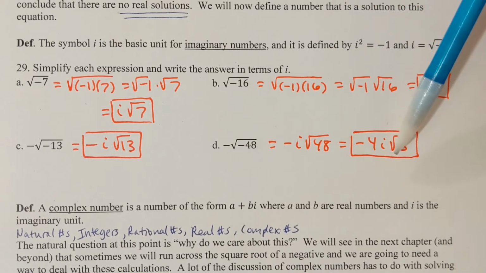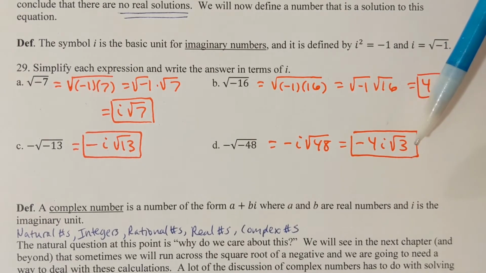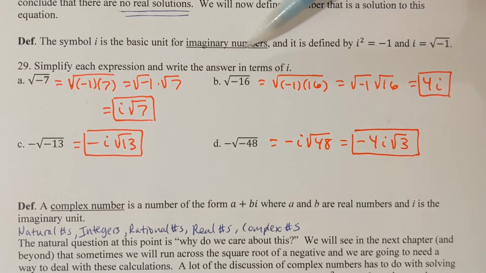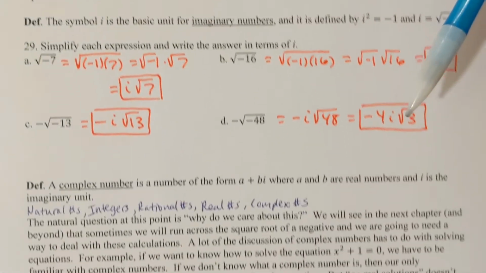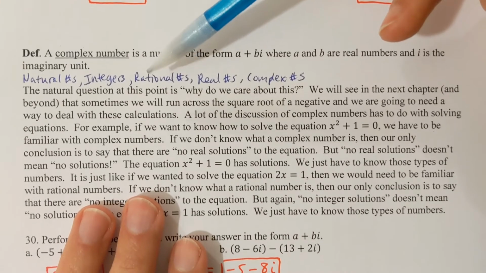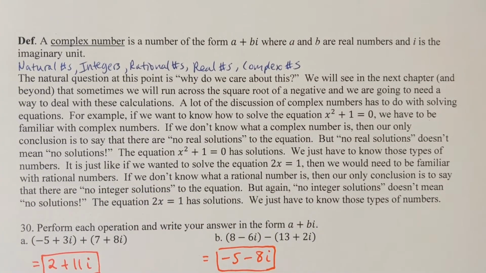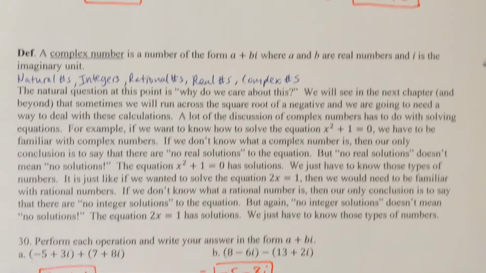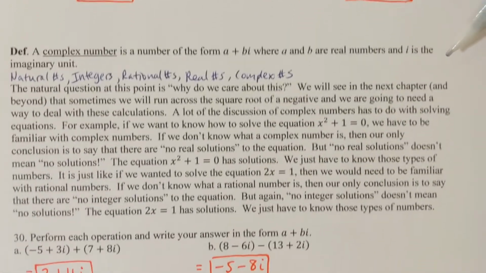My answer then, in terms of i, would be -4i root 3, okay? So that's just dealing with imaginary numbers. Now the section is called complex numbers. Let's define that. Definition: a complex number is a number of the form a plus b times i, where a and b are real numbers and i is the imaginary unit. That is what we were talking about before. i is the square root of -1.